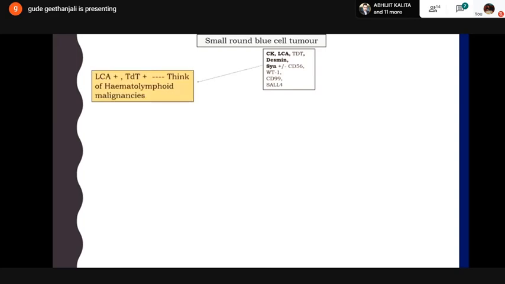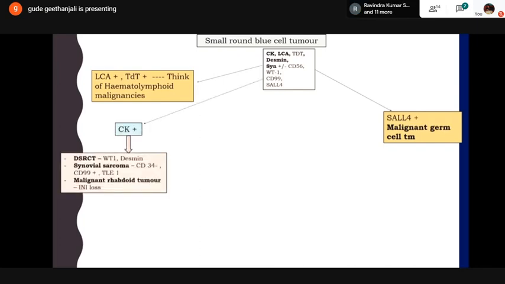So if it is positive for LCA or TDT, we can think of hematolymphoid malignancies. In some rare conditions, if the morphology is more like hematolymphoid malignancies, we can also add CD30 or CD138. And if it is positive for SALL4, which is a pan germ cell marker, we go for germ cell tumors. And if it is CK positive, the CK positive round blue cell tumors include the desmoplastic small round blue cell tumor. So if it is an abdominal location in an adolescent or young adult, especially if it is a male, we can think of DSRCT, and morphologically if there is desmoplasia, we can do WT1 and desmin.